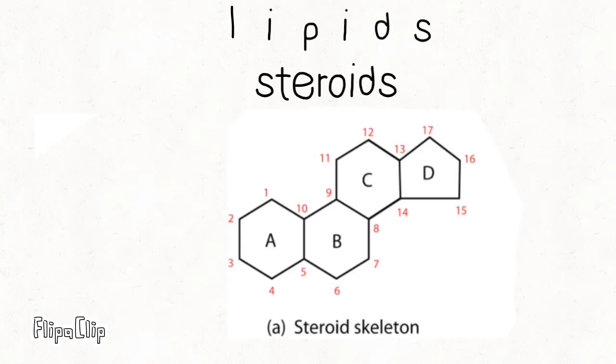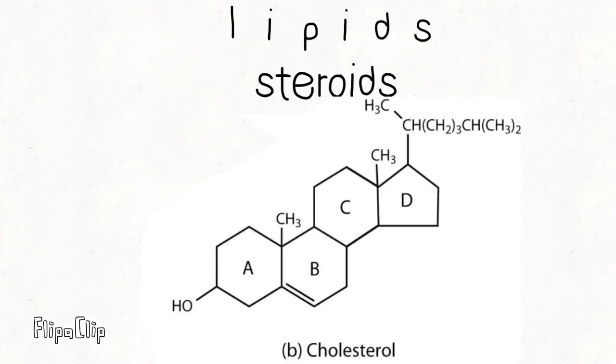Steroids are lipids with a carbon skeleton consisting of 4 fused rings. Different steroids are created by varying functional groups attached to the rings. Cholesterol, an important steroid, is a component in an animal cell membrane. Cholesterol is also the precursor from which all other steroids are synthesized.